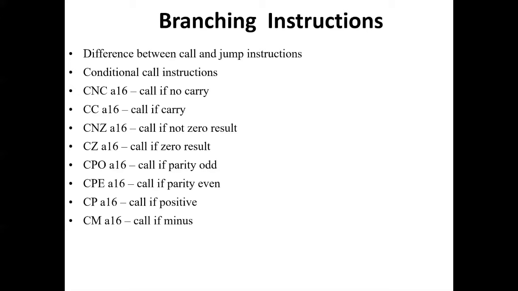Next is CZ A16. CZ is a mnemonic which stands for call if 0 result. This instruction is used to branch to the subroutine whose 16-bit address is provided in the instruction only if a result is 0, indicated by 0 flag value of 1. If 0 flag value is 0, program flow continues to the main program sequentially.